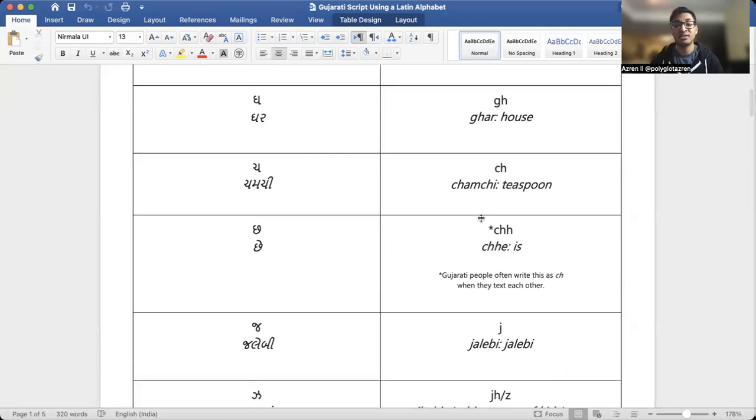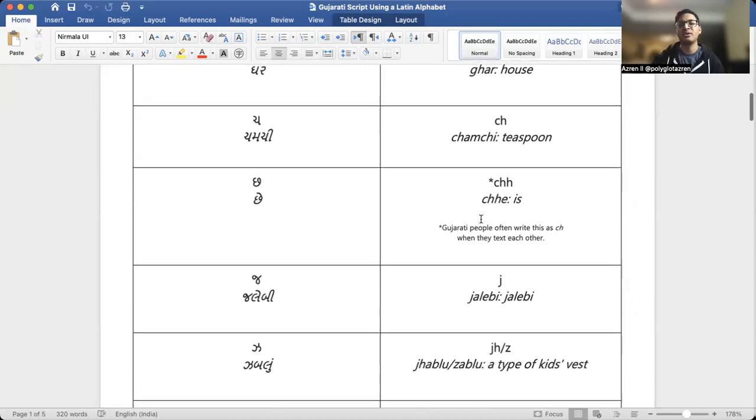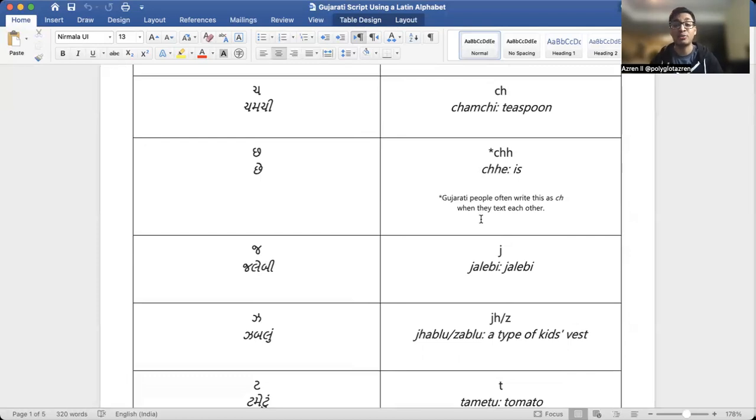Next one is cha, such as the word chamchi. Chamchi is a teaspoon. This is written with a lowercase ch. So far, pretty easy. Next letter is chha, such as the word che, che, as an example. This word means is. Chha is written with a ch, all lowercase.